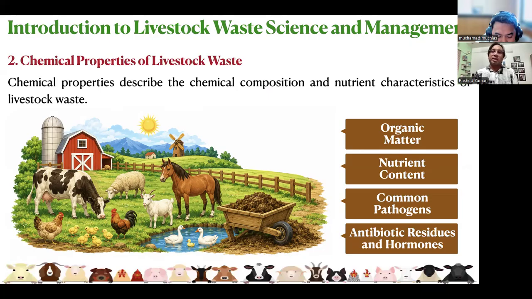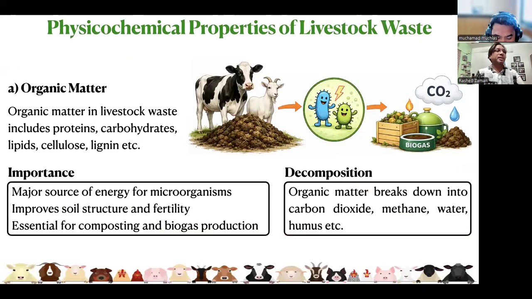And it includes organic matter, nutrient content, some common pathogens, as well as antibiotic residues and hormones. All this together makes the chemical materials of the livestock waste. Now, first we will see the organic matter. It includes protein, carbohydrate, lipids, cellulose, lignins, etc. These are the organic matters present in the livestock waste.